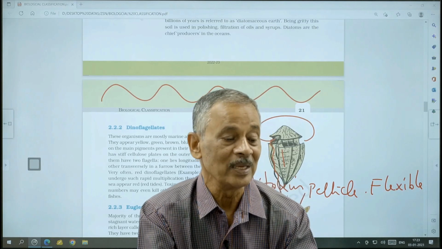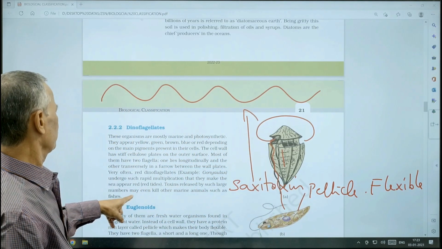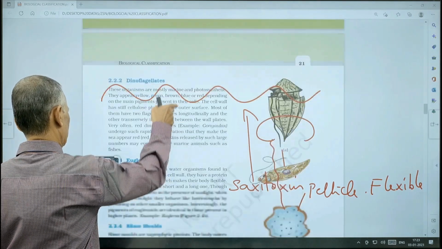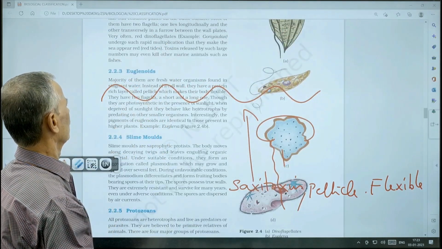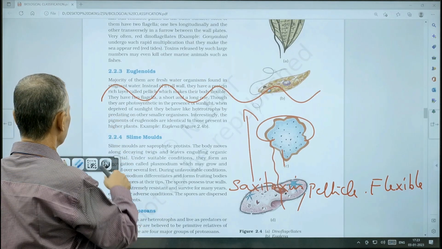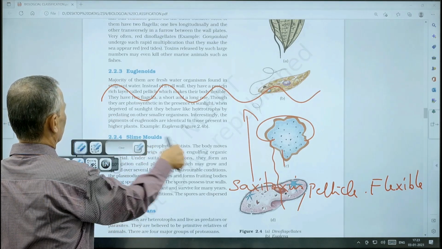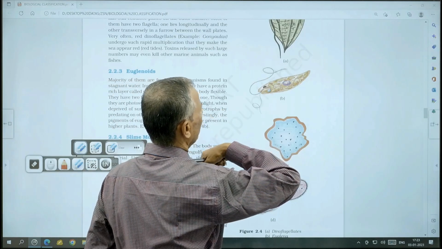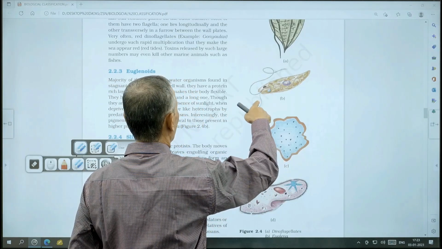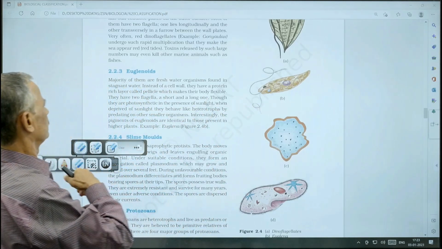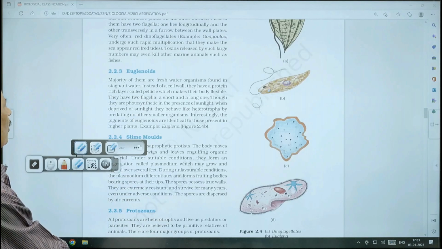They are all mixotrophs. When there is sunlight, just like plants, they will be performing photosynthesis. When there is no sunlight, no problem, they will be capturing food with the help of the small tentacle, small flagella. The pigments are similar to those in the Plantae.